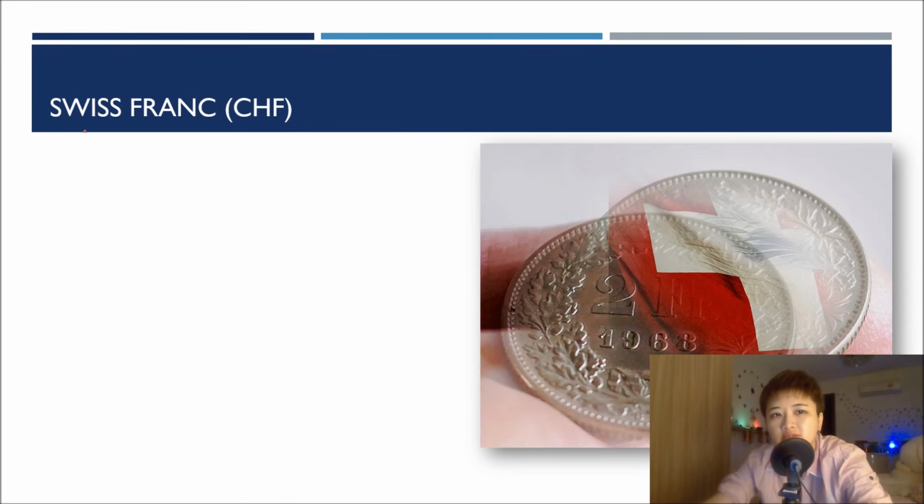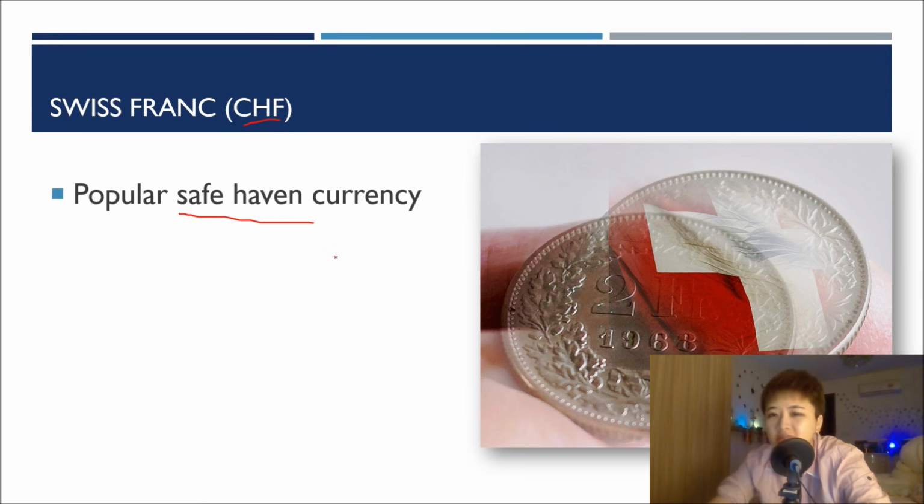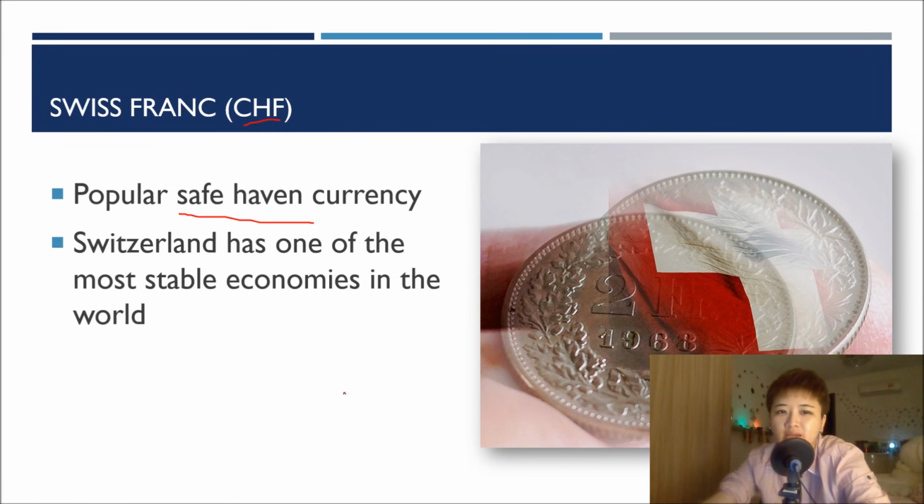Now the next currency is the Swiss franc, in short CHF, and it is also a popular safe haven currency. Sometimes you see the Swiss franc going up more than the Japanese yen and also the dollar, because the Swiss economy is so small. So when they receive a massive influx of capital inflow, it would exert a higher pressure on the Swiss franc. And Switzerland is one of the most stable economies in the world. That's why it gives traders and investors a lot of confidence during bad times.